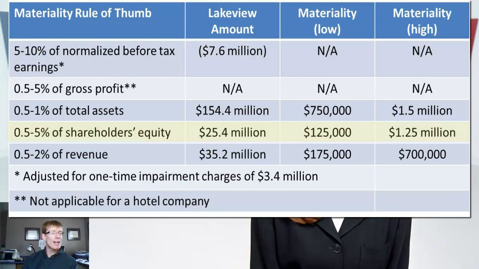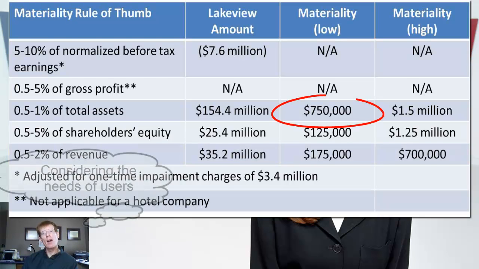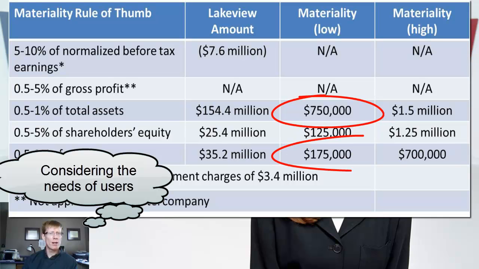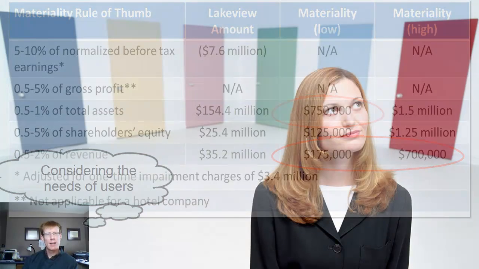You may also look at a revenue-based number if the income from operations is inconsistent. And you may use a half to 2% of revenue, or that may be used for a nonprofit entity as well. Auditors will mix and match trying to find the most appropriate rule of thumb to use when they assess their materiality. Now, materiality also has qualitative considerations as well.